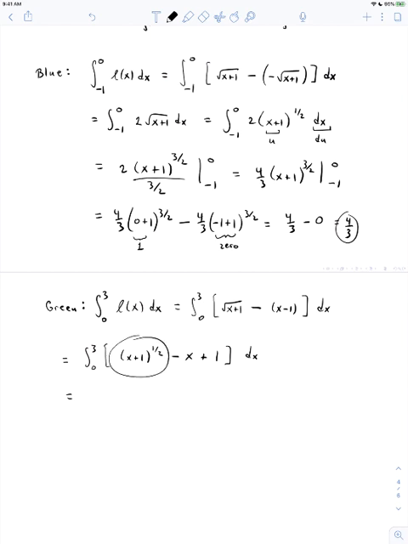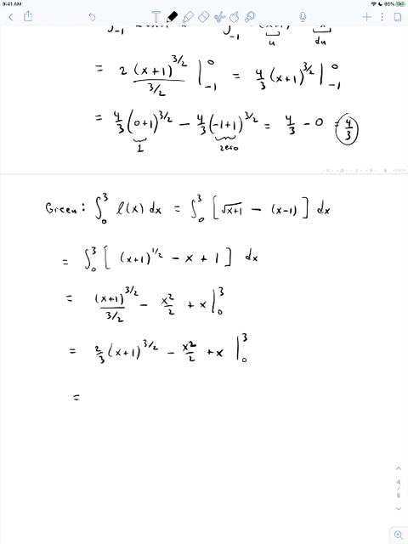This one we do using a substitution just like before. So this will be x plus 1, increase the exponent by 1 to 3/2, divide by the new exponent, 3/2, minus x squared over 2 plus x, between 0 and 3. So this is 2/3 (x plus 1)^(3/2), minus x squared over 2 plus x, between 0 and 3. All right, so let's do this at x equals 3 first. So 3 plus 1 is 4 to the 3/2, minus 3 squared is 9/2 plus 3. That's at 3.